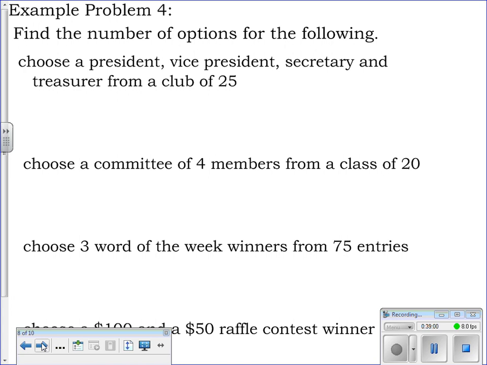So the first one. I am choosing a president, a vice president, a secretary, and a treasurer from a club of 25 people. Does order matter? Yes. So this would be a permutation. How many am I choosing? Four. How many am I choosing from? So I have 25, taking 4 at a time. And if I do that, there are 303,600 different possibilities of combinations of president, vice president, secretary, and treasurer.